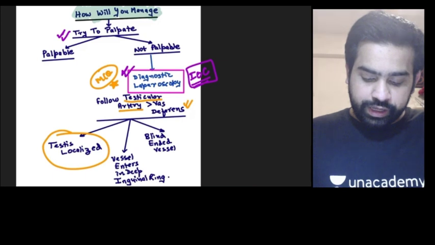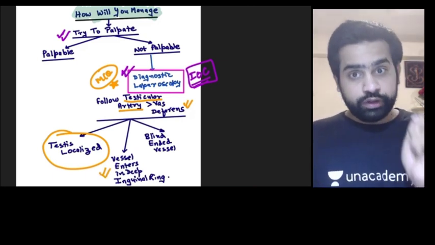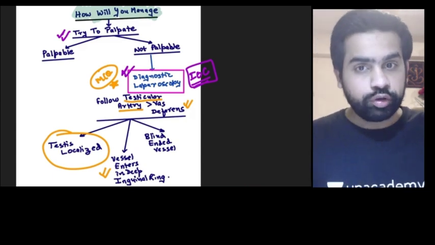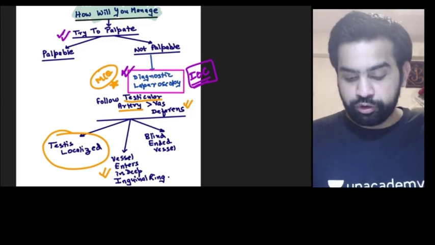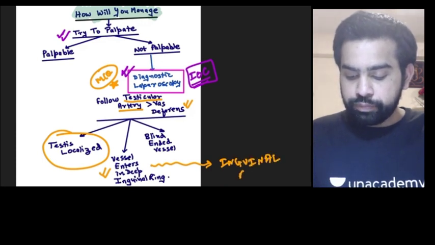But let's say the vessel is entering into the deep inguinal ring, then what will you have to do? If the vessel is entering into the deep inguinal ring, it states that the testes has already entered into the deep inguinal ring. Here you will have to go in for an inguinal exploration.